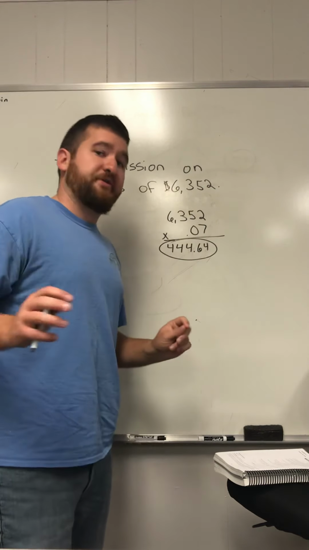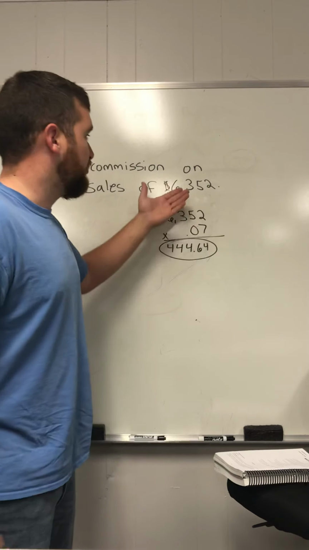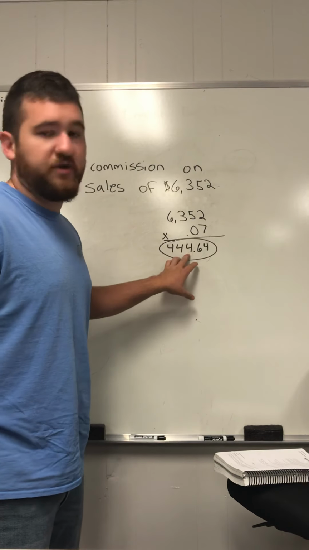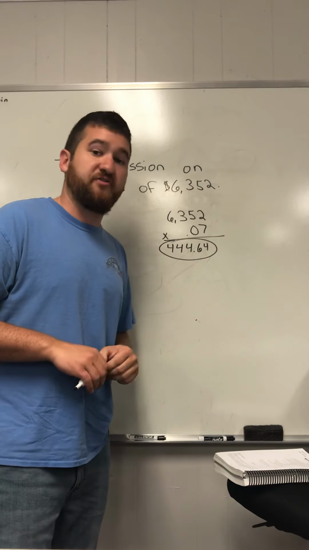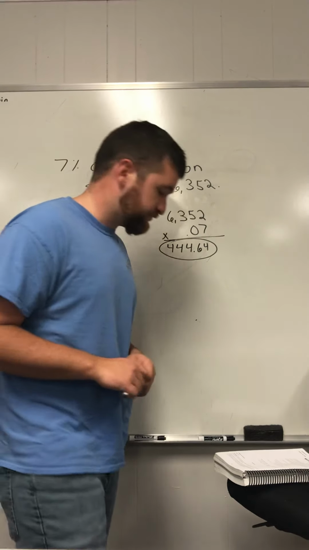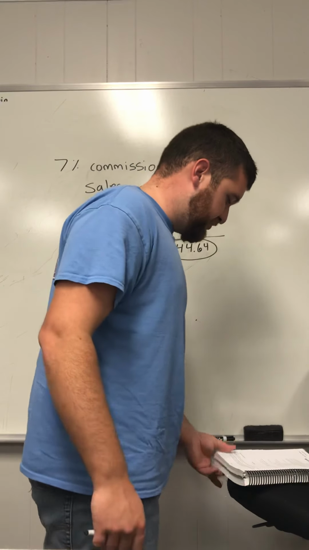So if you were a barn salesman and you sold a barn for this much, this would be your pay. You would receive $444.64 for the sale of that barn. So that's how you do those.